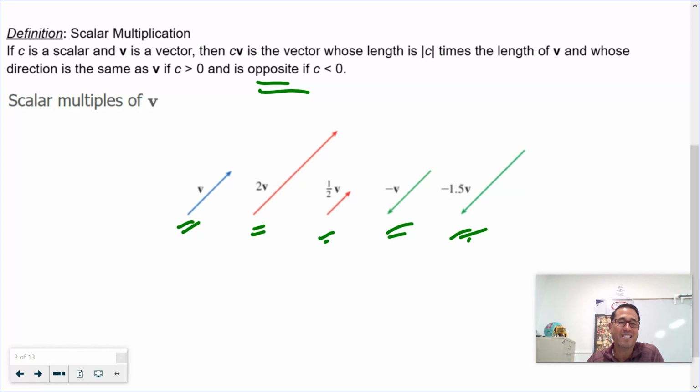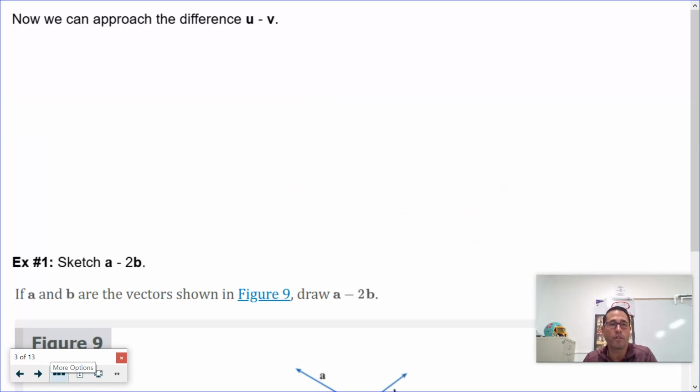Okay, so that's what scalars would do when we multiplied them by certain vectors. Okay, let's keep rolling here. All right, now how would we look at the difference between two vectors u and v?